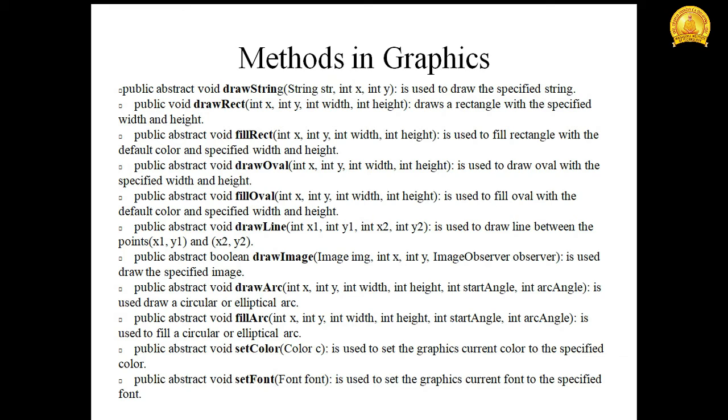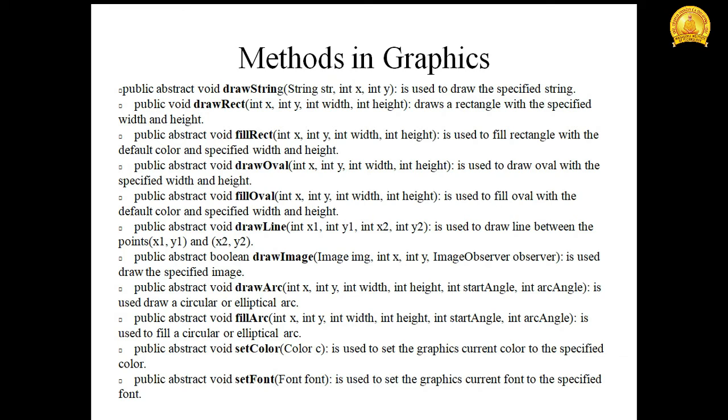Similarly, you have the drawOval method, which is used to draw an oval. fillOval is used to draw an oval which is filled with the default color. drawLine is a method that is used for drawing a line. You just have to mention the starting point and the end point of the line using x and y coordinates. So the starting x and y coordinates have to be mentioned as parameters. Similarly, the end x and y coordinates have to be mentioned as parameters in drawLine.